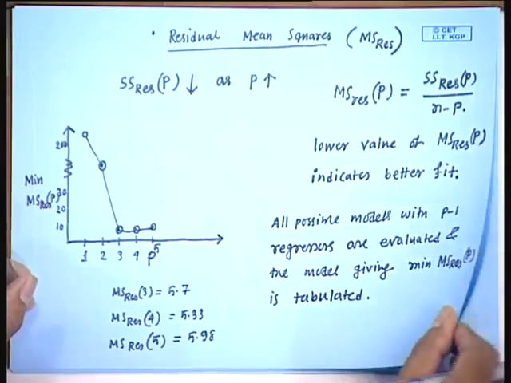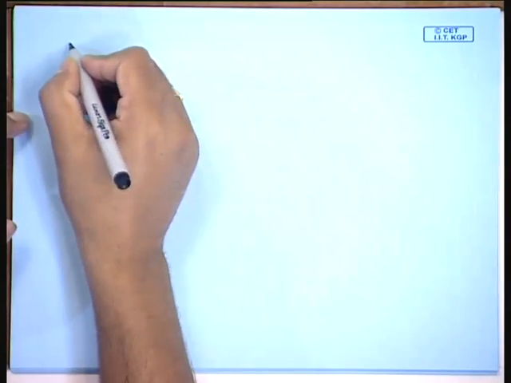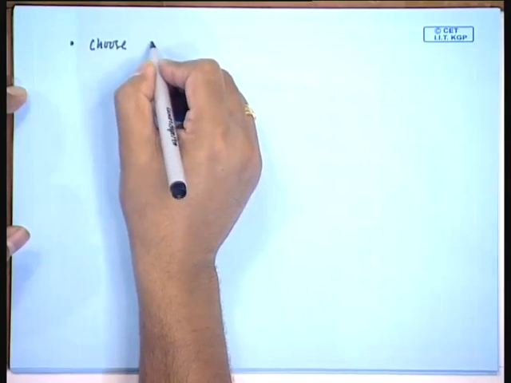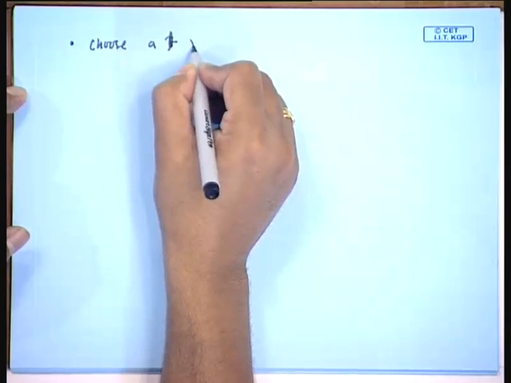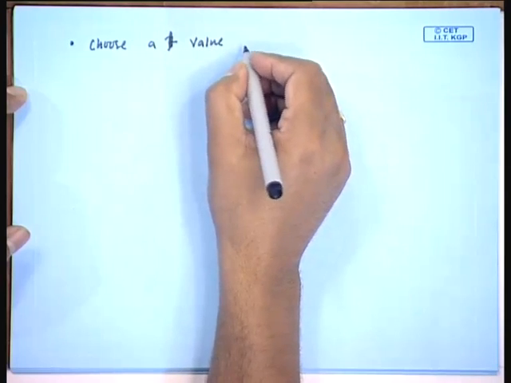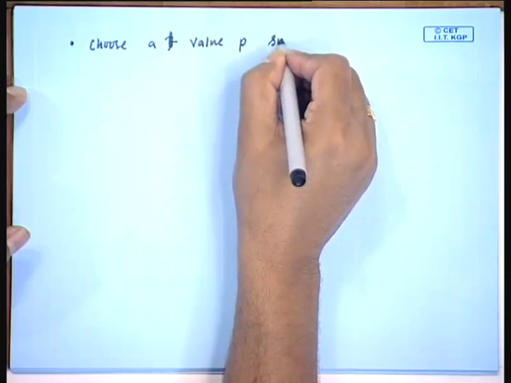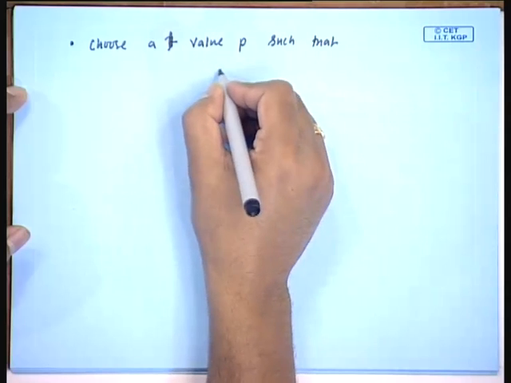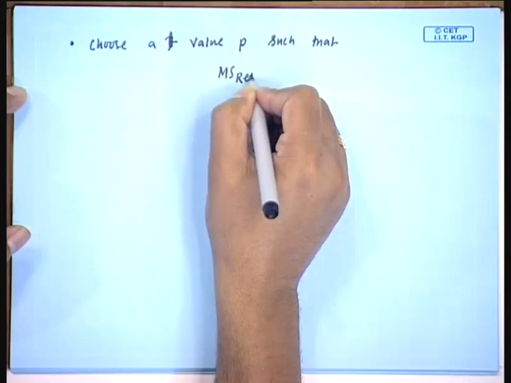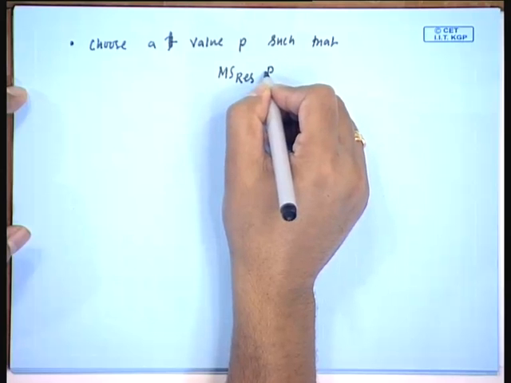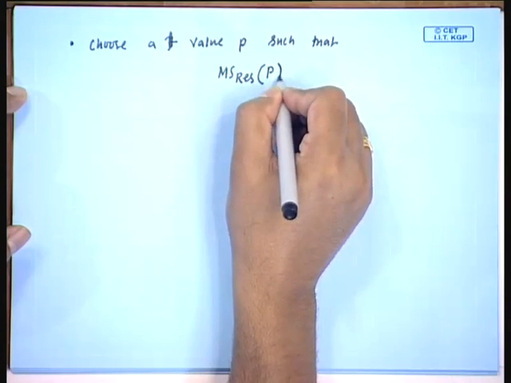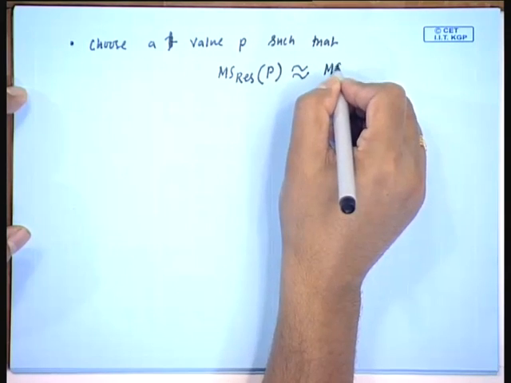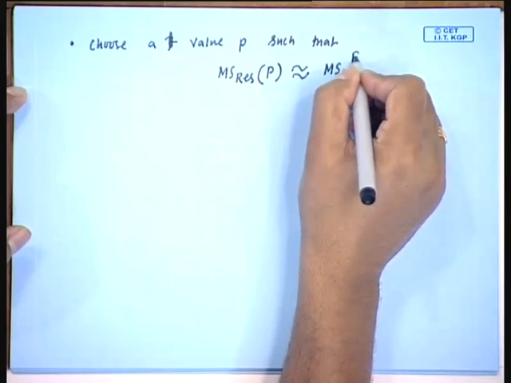Well, so what we do here, we choose a value p such that MS residual p is almost equal to the MS residual for the full model.